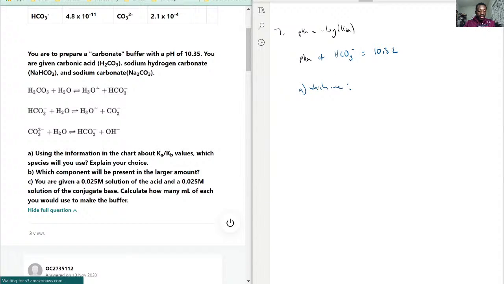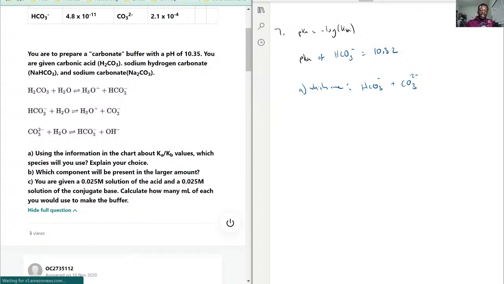I would say HCO3 minus and CO3 2 minus. That is the buffer solution I'm going to pick here, HCO3 minus and CO3 2 minus, because the pKa is so close to what we're looking for in regards to the pH.